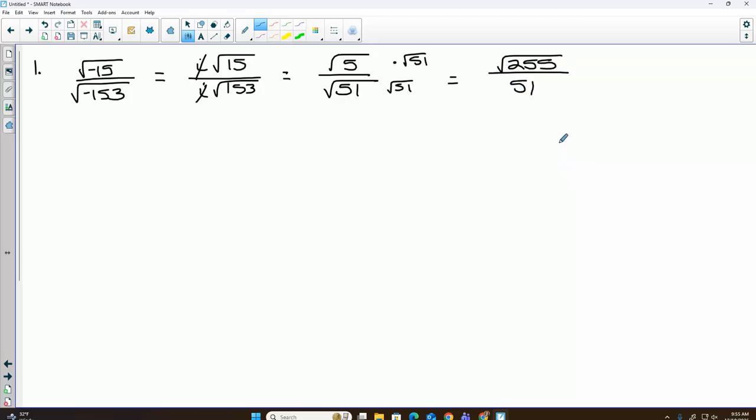Square root of 255, you would check. It's only divisible by 3, 5, and 17, so no perfect squares go into it. So that's our answer.